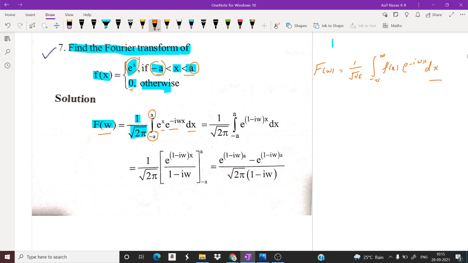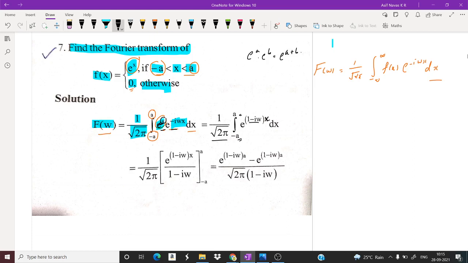Now this is e raised to x into e raised to minus iωx, and we know that e raised to a into e raised to b equals e raised to a plus b. Similarly, here e raised to x into e raised to minus iωx can be written as 1 by root 2π integral from minus a to a. Here x is common, so I am taking x outside: e raised to (1 minus iω)x dx. And we know that 1 minus iω is a constant.